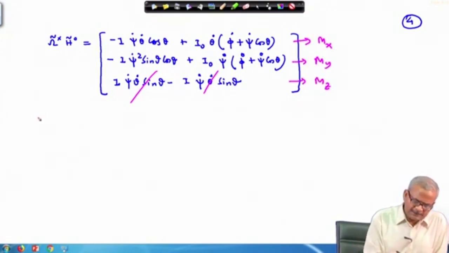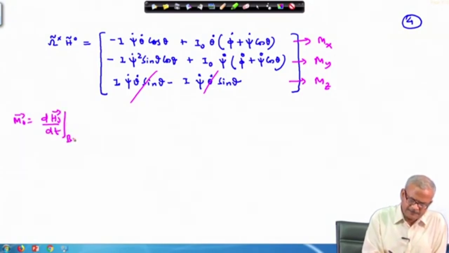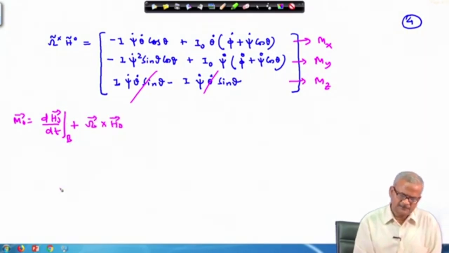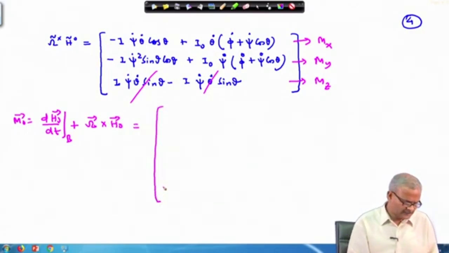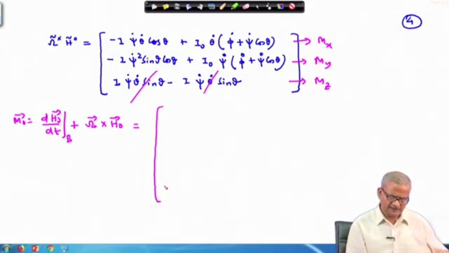So, finally, we can write our equation: m 0, which we have written as d h 0 by d t with respect to the body axis, plus capital omega cross h 0. From the previous page we can carry d h 0 by d t and put it here in this place.